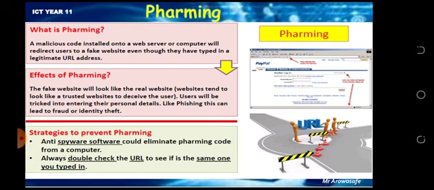Now, what are the ways you can use to protect against pharming? Anti-spyware software could eliminate pharming code from a computer. So when you install anti-spyware software, it could eliminate pharming code. Now the next one, always double check the URL to see if it is the same one you typed in. It's very, very important, double check. So you have to go to the settings and do the setting. Now let's move on.